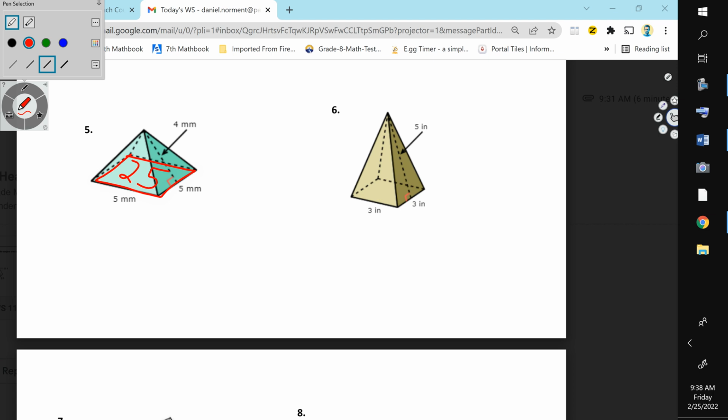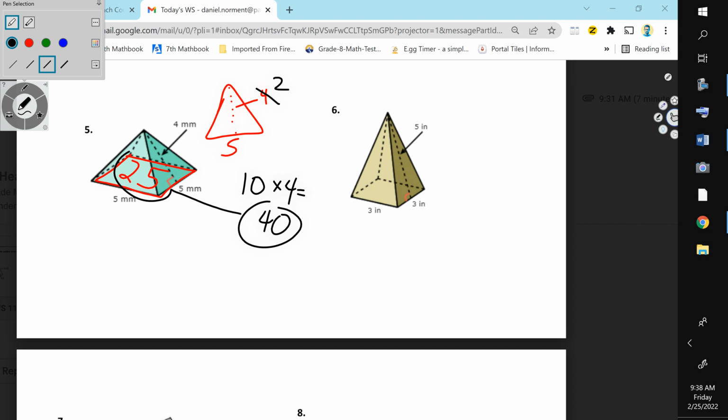That's 25. And then the wall has a height of 4 millimeters and a length of 5. So I would cut the height in half and multiply times 5 to get 10. Do 10 times 4 to get 40. Then take 40 plus 25. Add them together and you get your surface area.